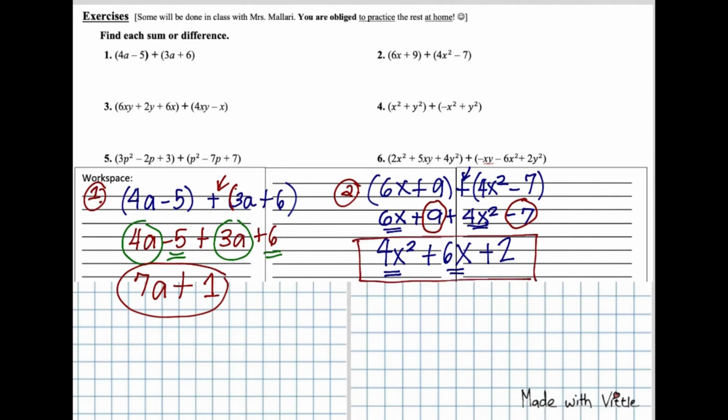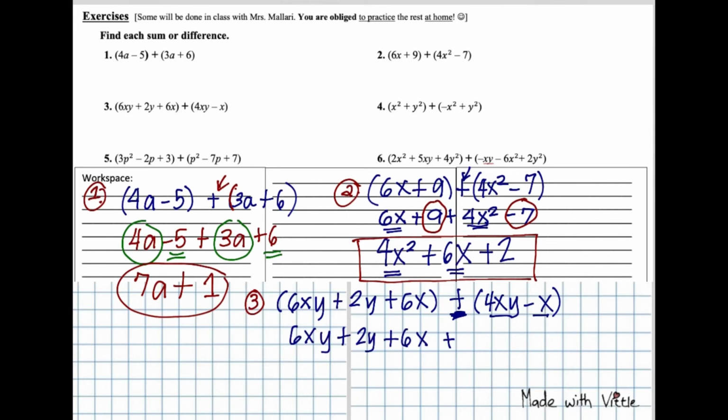Let's have another one, and then we're going to move on with the STAR test-like questions. Since it's positive or addition here, everything inside the following parentheses will not change. These two are like terms, therefore you combine them, and they're both positive, so you add. The positive 6x and the negative x are like terms, so you can combine them.